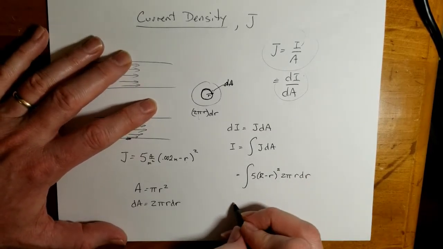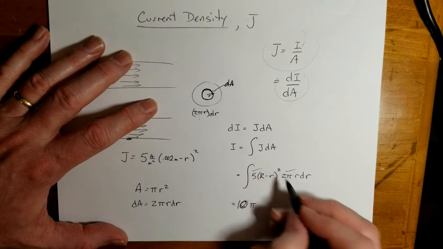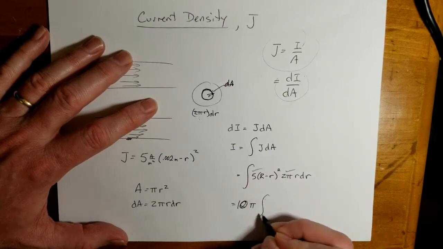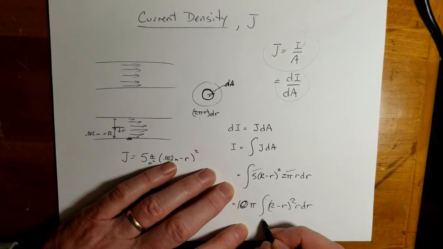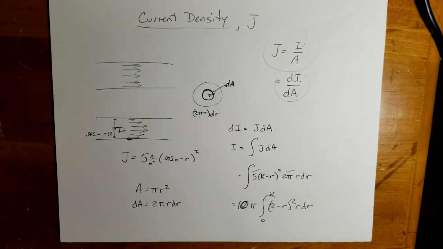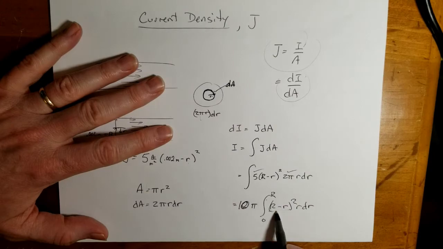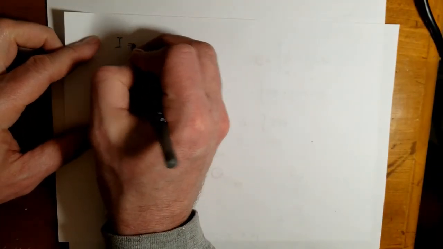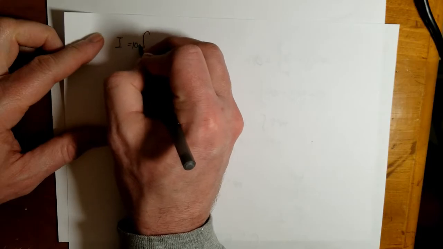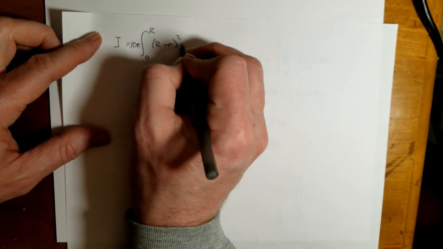So let's pull the constants out. So this is 10 pi times the integral of r minus little r squared r dr from 0 to big R. And now it's just a simple square the binomial, multiply times r, and take the integral. So let's do that. So I have my current is equal to the integral, so it's 10 pi on the outside, 0 to big R, r minus little r squared r dr.